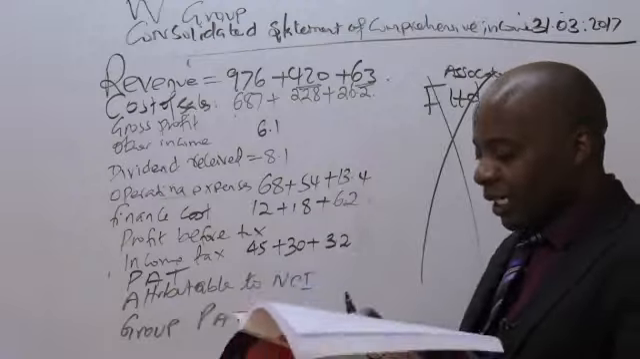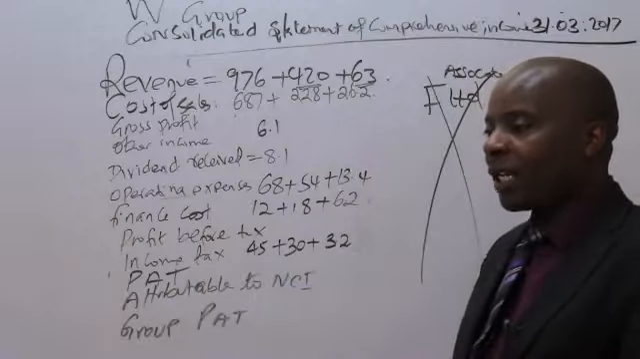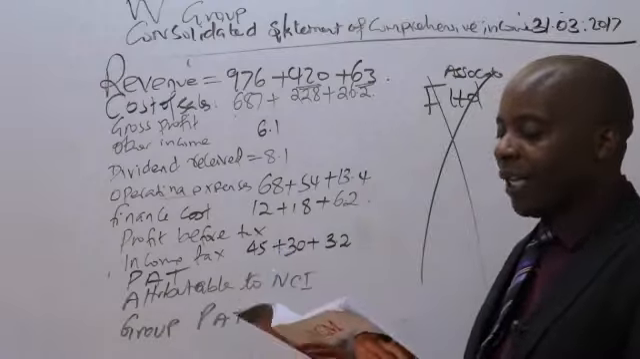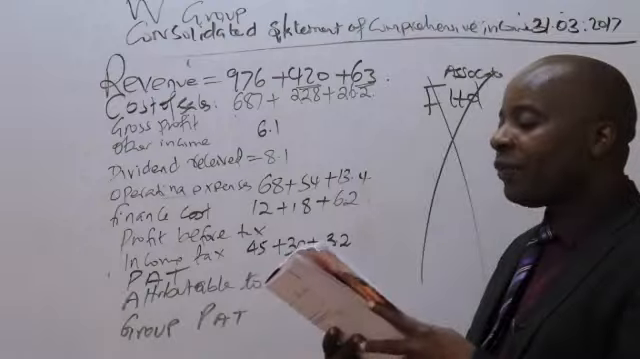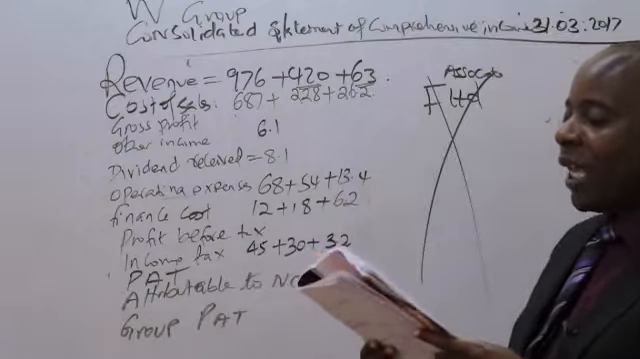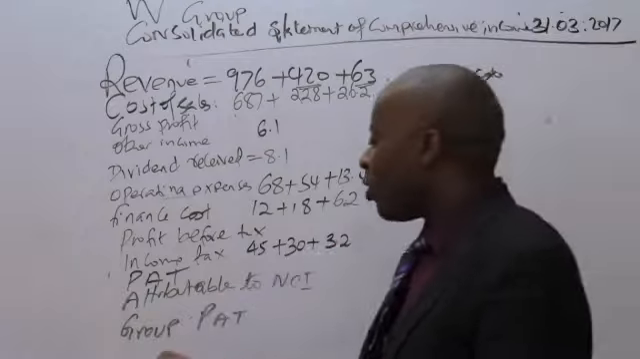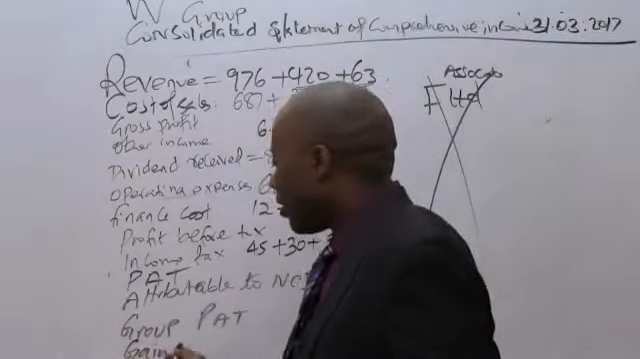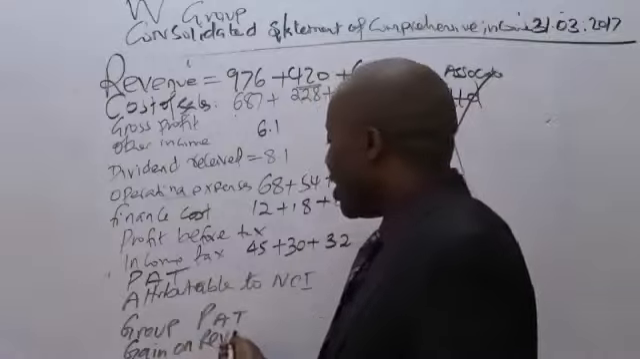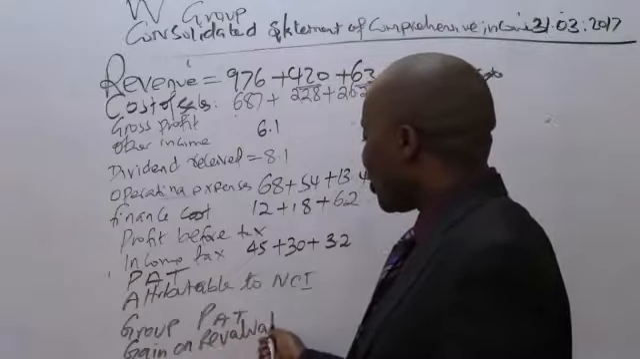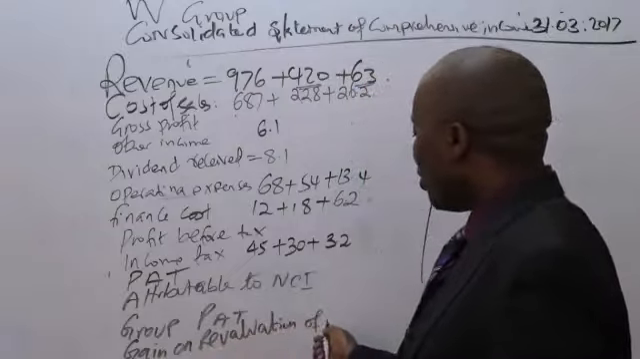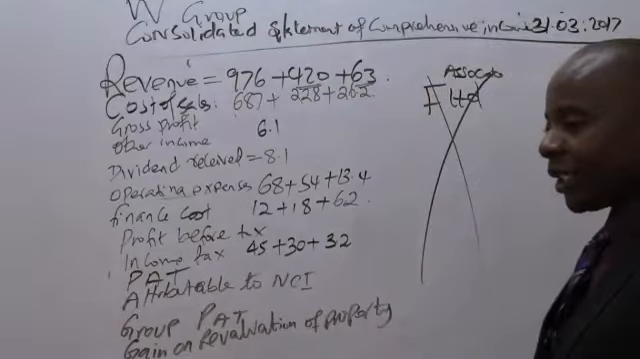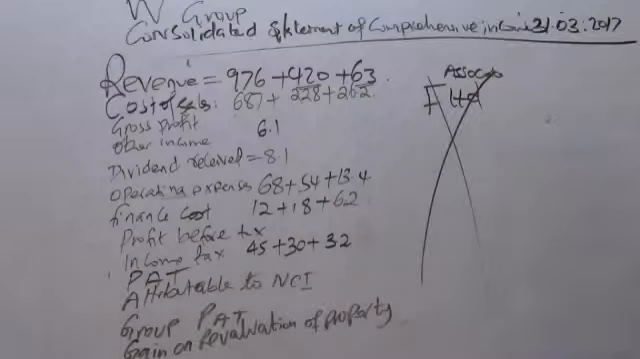Now, after getting this group profit after tax, of course, we have what we call comprehensive what year? Other comprehensive incomes. Under other comprehensive incomes, what do we have? We have gain on revaluation of property.